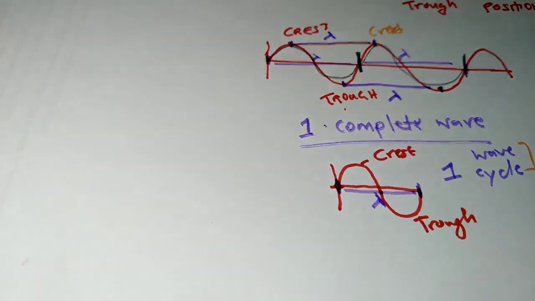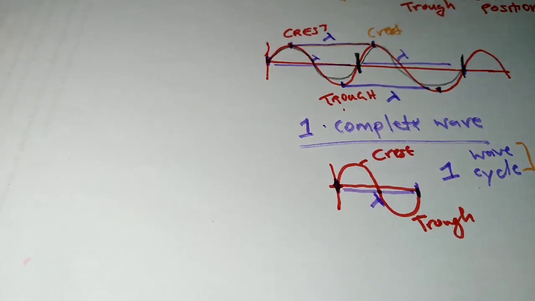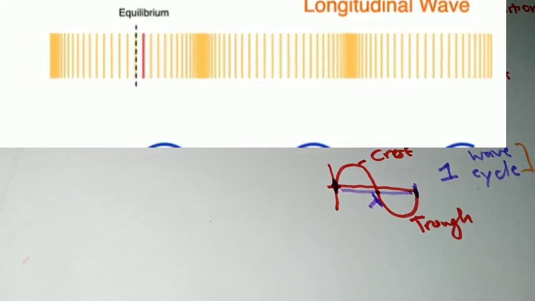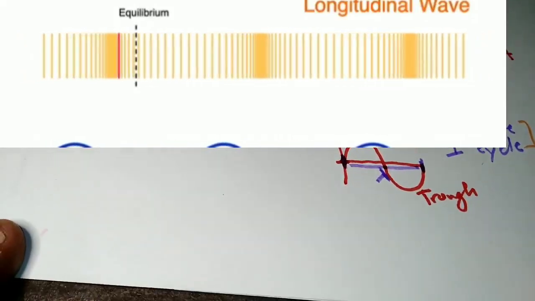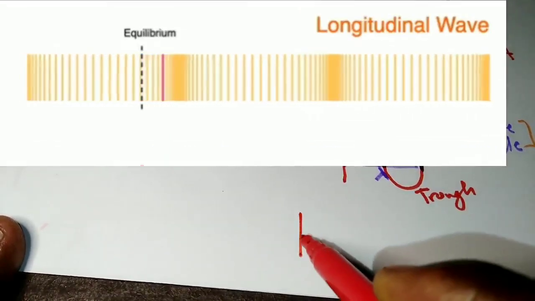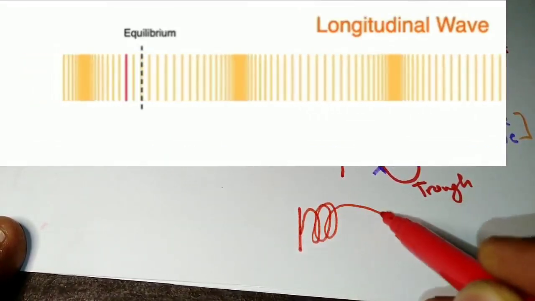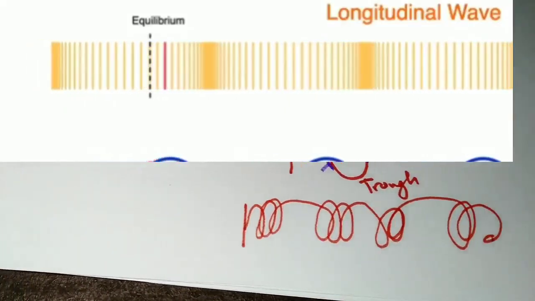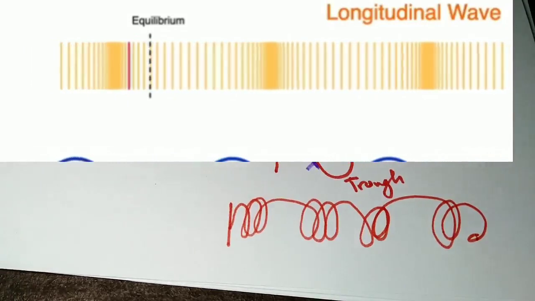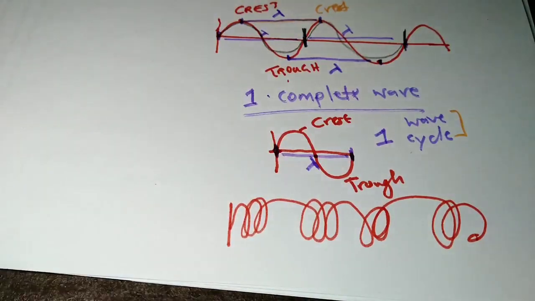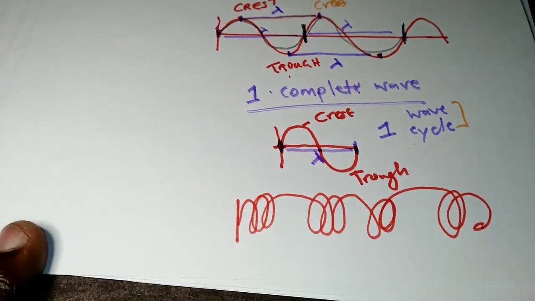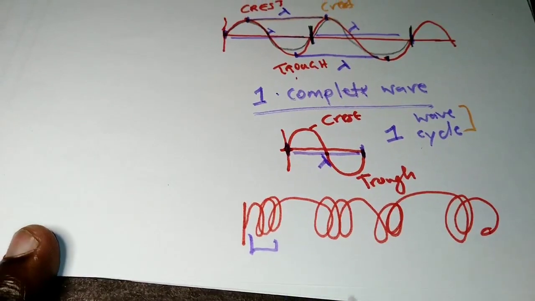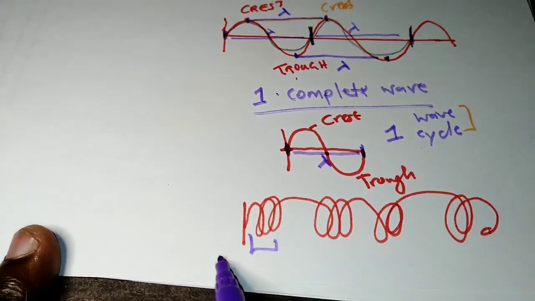The other thing about a wavelength, let's look at this figure here on a longitudinal wave. According to that diagram, we can represent it like this. What we have here is a simple illustration of a longitudinal wave. These represent areas where particles are closely packed together, so we call these areas compression.